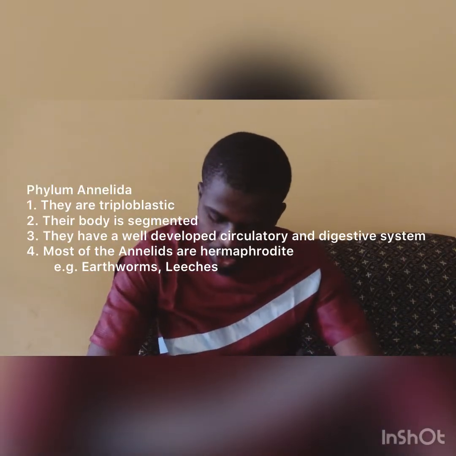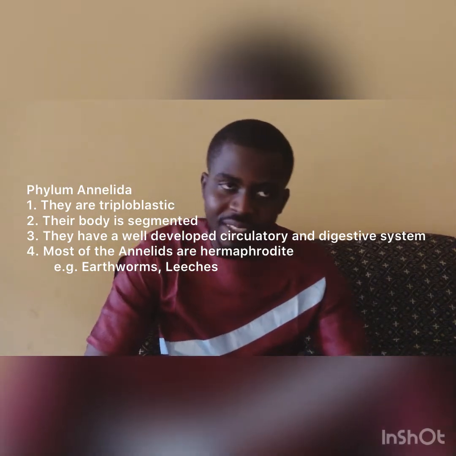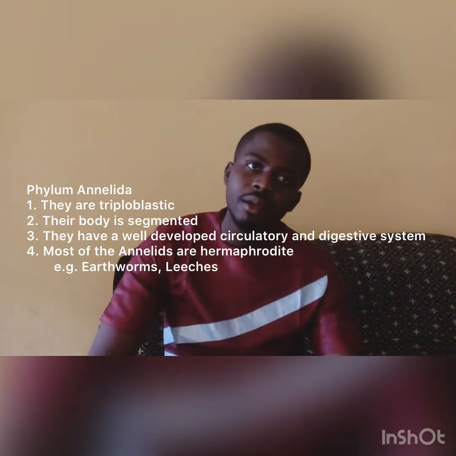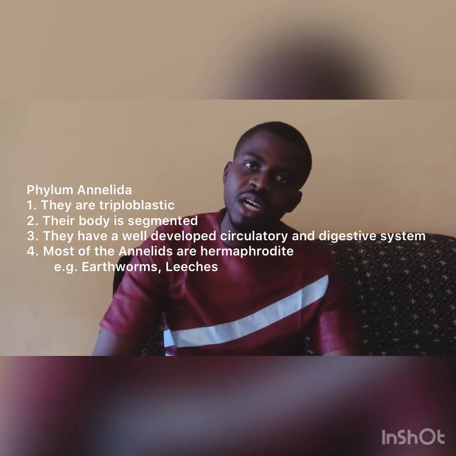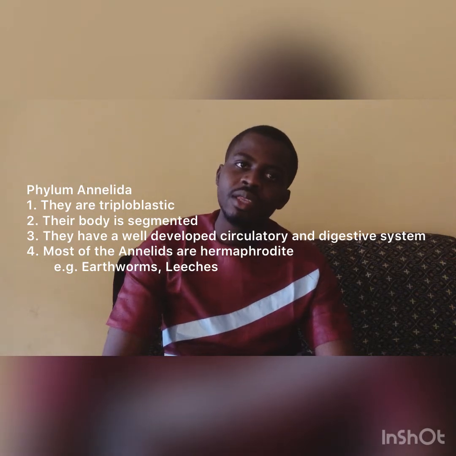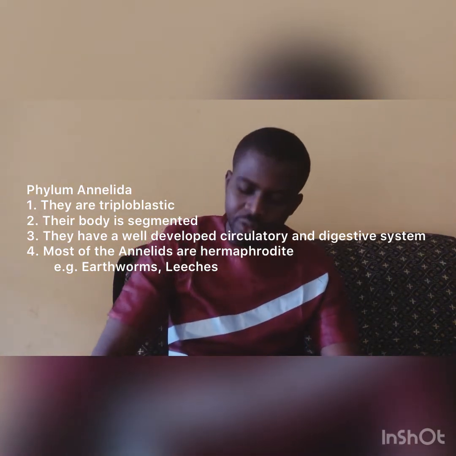Then the first phylum is the phylum Annelida. The first thing I'm mentioning about Annelida is that they are triploblastic. Triploblastic again means they have three body layers: the ectoderm, the mesoderm, and the endoderm.